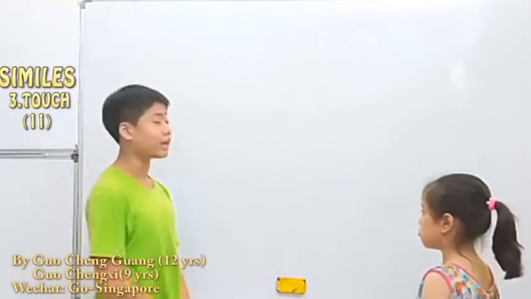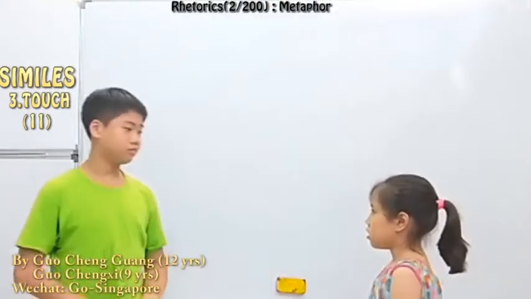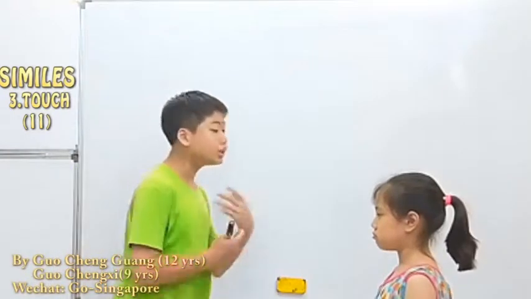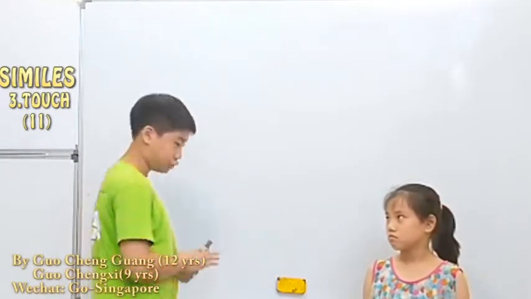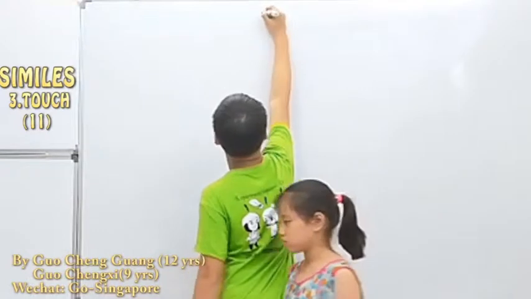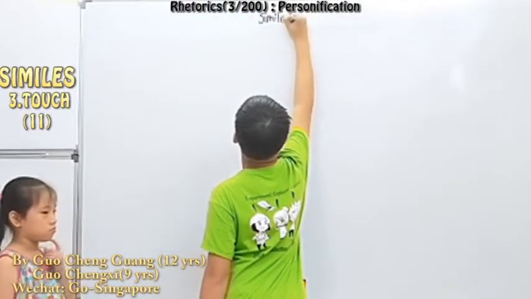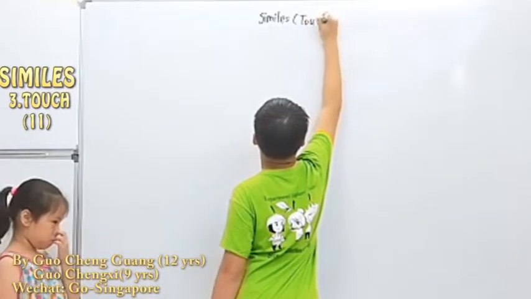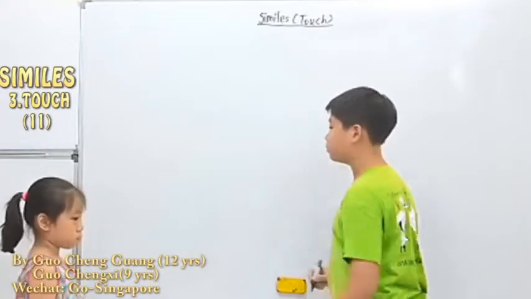Right now here, we're still going on with our English Rhetorics. Well, for this type of our English Rhetorics, what are we going to have? Similes. So similes, which part of similes? Touch. Okay, yes. So we're going to have something about touch. Similes about our sense of touch. So how about you first give an example?